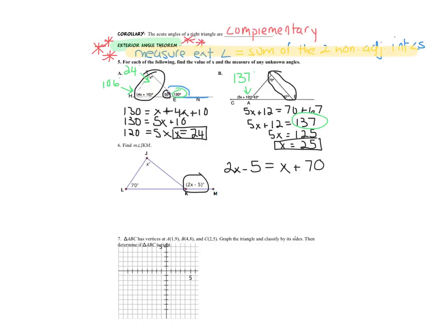All right, let's solve this. I'm going to subtract the x from both sides. So I have x minus 5 equals 70. X is going to equal 75. Right, but that's not even what they asked me to find. They asked me to find the measure of angle JKM. So JKM is 2 times 75 minus 5. 2 times 75 is 150. 150 minus 5 is 145 degrees.